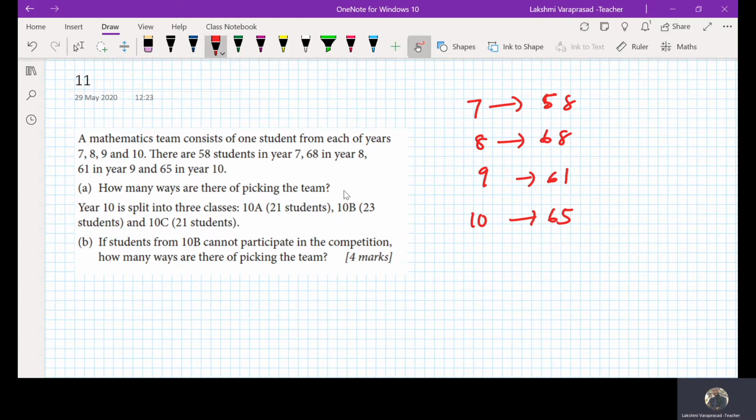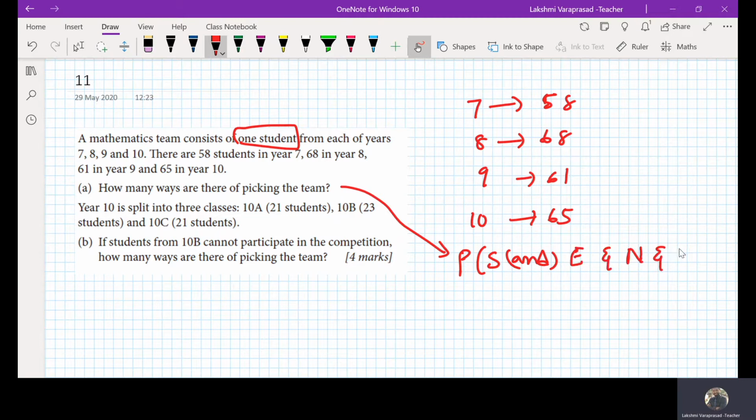That's simple, just multiply. We need to select 1 student from each year. That's the question. So I will select 1 person from the 7th, and 1 person from the 8th, and 1 person from the 9th, and 1 person from the 10th. So in total how many ways? It's a multiplication: 58 into 68 into 61 into 65. Just leave it, you don't need to multiply. Okay, all these things. Right.